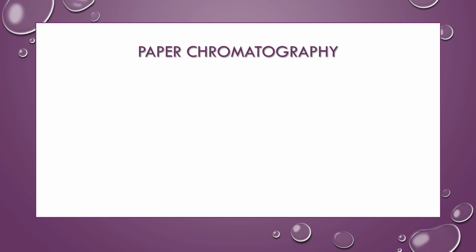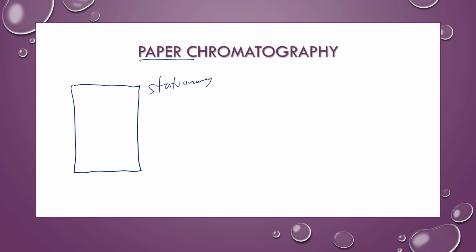Typically in the classroom, you're going to see paper chromatography where you'll use a piece of paper as your stationary phase. It doesn't move. And then you will place that in a solvent, and the solvent should just be touching the very bottom of the paper, and the solvent is your mobile phase. So stationary phase and mobile phase of your chromatography.